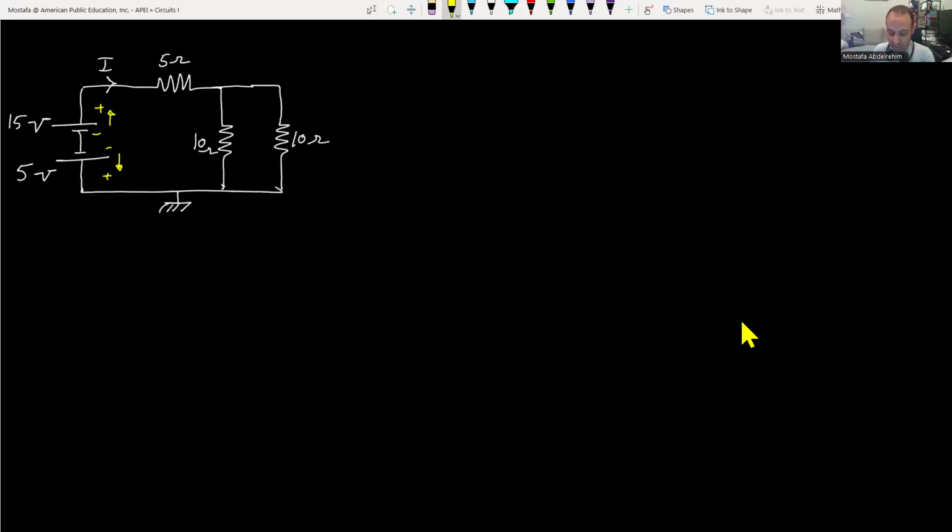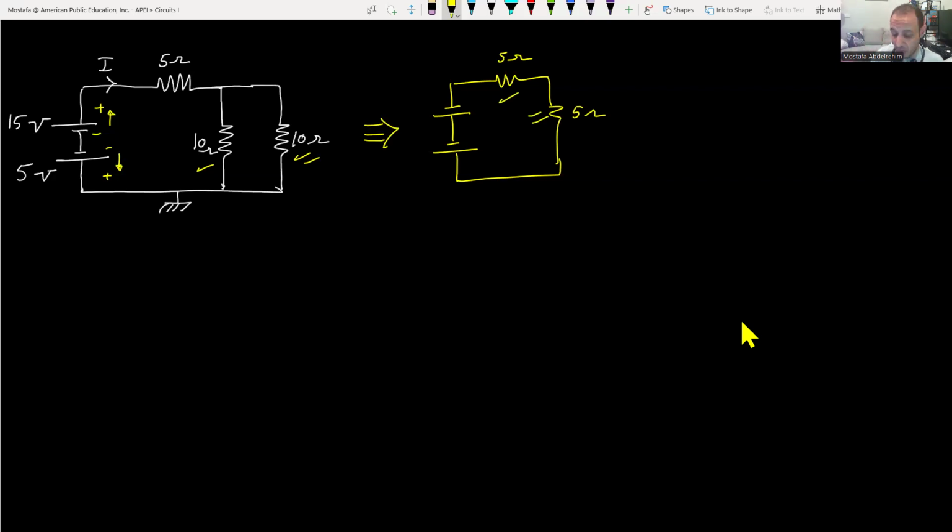Okay, so let's check. We can do exactly the same. So this circuit can be drawn like that. This 10 ohm and 10 ohm can be just one resistance of 5 ohm, and these two resistances can be one resistance. So this can be further reduced to this here: one resistance of 10 ohm.